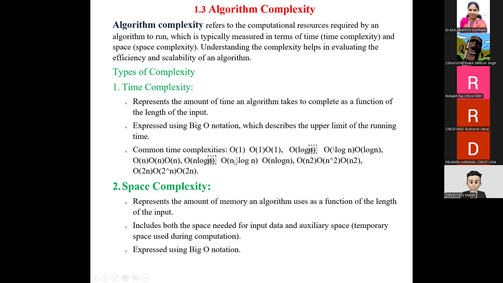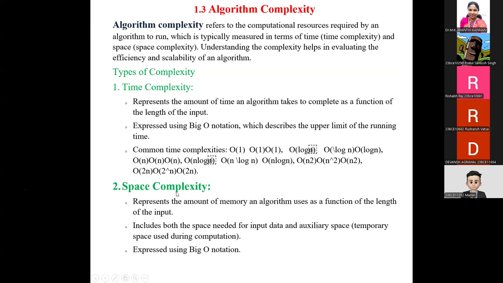So order of 1 means the particular instruction takes order of 1, or order of f of n, or log n, or 1 by log n, or n by log n, or order of n log n, order of n square, order of n to the power of 2, 2 factorial n. Like that, the complexity of each and every algorithm differs. The time taken to complete the program may be order of 1 or order of n or n log n, if there are n numbers.